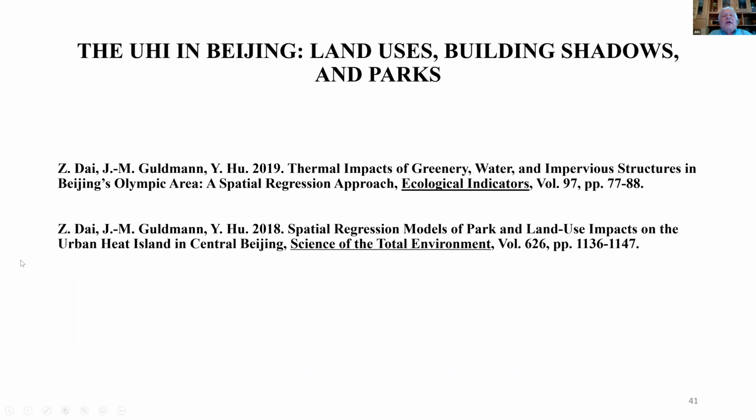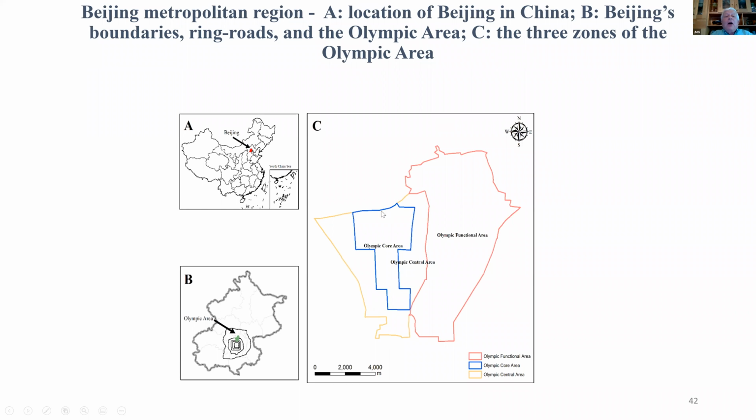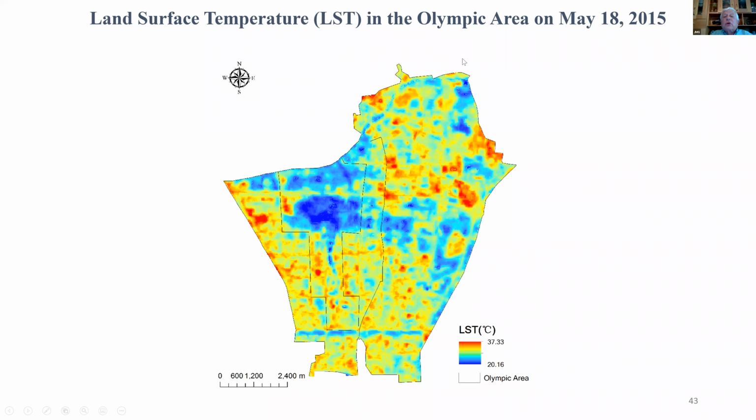I want to go fairly quickly over some work that was done with Xiaoxin Dai in Beijing, because they involved two things that were not accounted for: building shadows and parks explicitly. So a first study involved the Olympic area in Beijing, in the north of Beijing. And you can see here the pattern of temperature in this area. And you can see here the land pattern. This is the bird's nest. So this is the primal Olympic area.